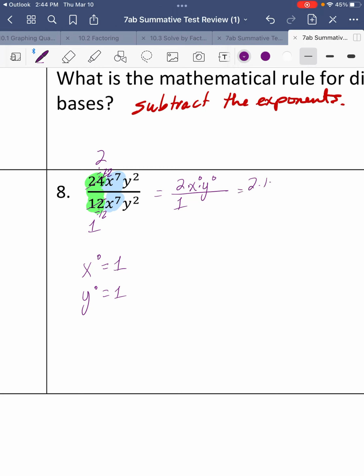So we have 2 times 1 times 1, because x to the 0 power is 1 and y to the 0 power is 1. That's over 1. Well, what's happening here? We get 2 times 1 is 2 over 1. 2 divided by 1 is 2.